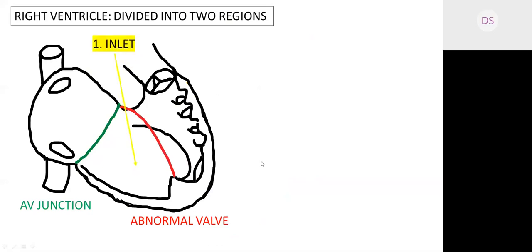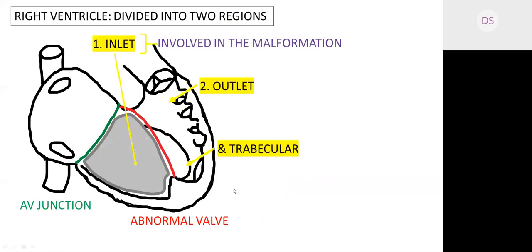So we divide the right ventricle into three parts. This is the inlet, this is the trabecular or the apical cavity, and this is the outlet. You can see here that the inlet is the part which is primarily involved in the malformation. The outlet and the trabecular part are the ones which are going to be normal and do the function of the actual RV. So the functional RV cavity is there in the trabecular part and the outlet part.